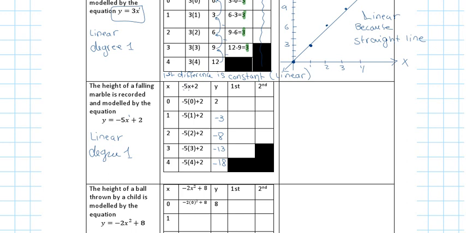All right, so now I found the y values. Okay, my next job is to find the first difference, so I can tell if it's linear or not. Remember that your first difference is going to be like this. You're going to start with the bottom y, and then subtract the top one. So it's going to be negative 3 take away 2. That's going to give me negative 5.